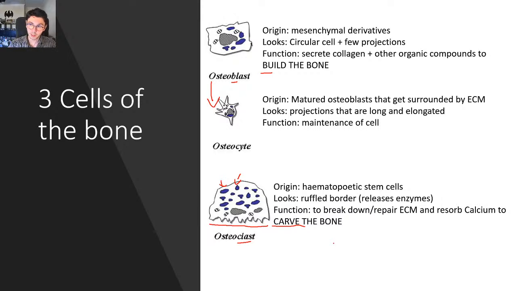Now in pathology, such as osteoporosis, these osteoclasts become overactive, and therefore the bone is broken down too much. And if it's broken down too much, the architecture of the bone, the stuff that keeps it together, will be disrupted.